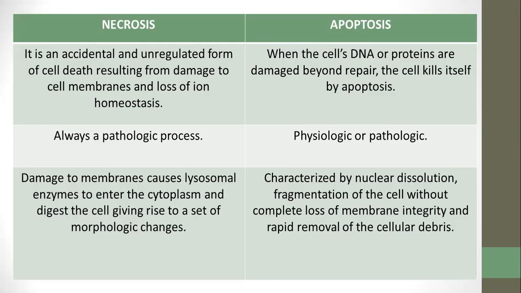This is a table showing differences between the two pathways of cell death. Necrosis is an accidental, unregulated form of cell death that results from injury, whereas apoptosis occurs when the cell's DNA or proteins are damaged beyond repair and the cell cannot repair itself, therefore it kills itself. Necrosis is always pathological. Apoptosis may be physiological or pathological. In necrosis, there is damage to membranes, which causes lysosomal enzymes to leak, while in apoptosis, there is nuclear dissolution, nuclear fragmentation, and the membrane integrity is not lost.